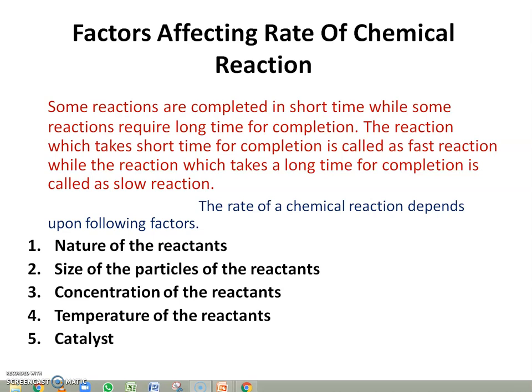Number 1, nature of the reactants. Number 2, size of the particles of the reactants. Number 3, concentration of the reactants. Number 4, temperature of the reactants. And the last, number 5, the catalyst. All these factors, nature of the reactants, size of the particles of the reactants, concentration of the reactants, temperature of the reactants and catalyst, affect the rate of a chemical reaction. We will discuss the impact of all these factors on the rate of a chemical reaction.